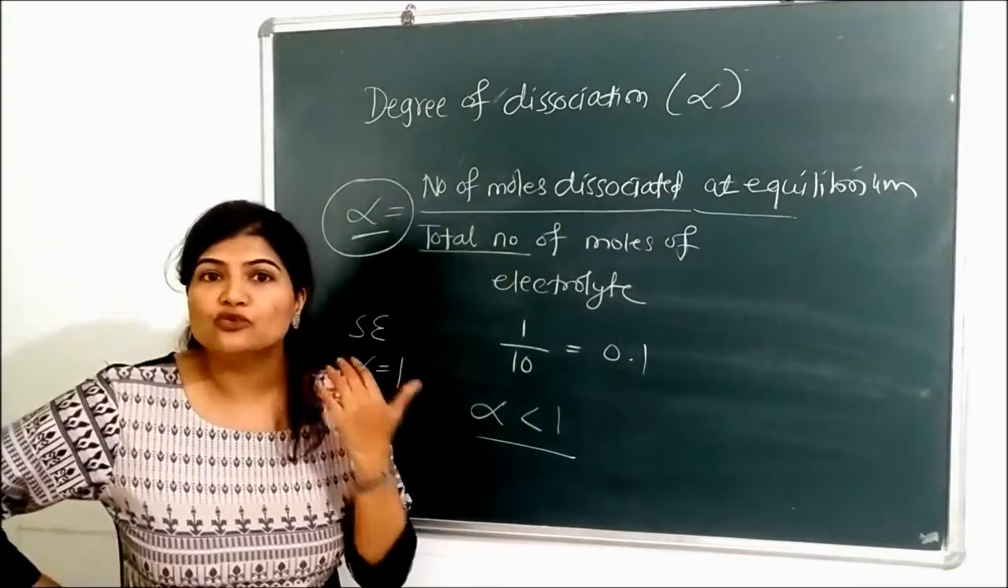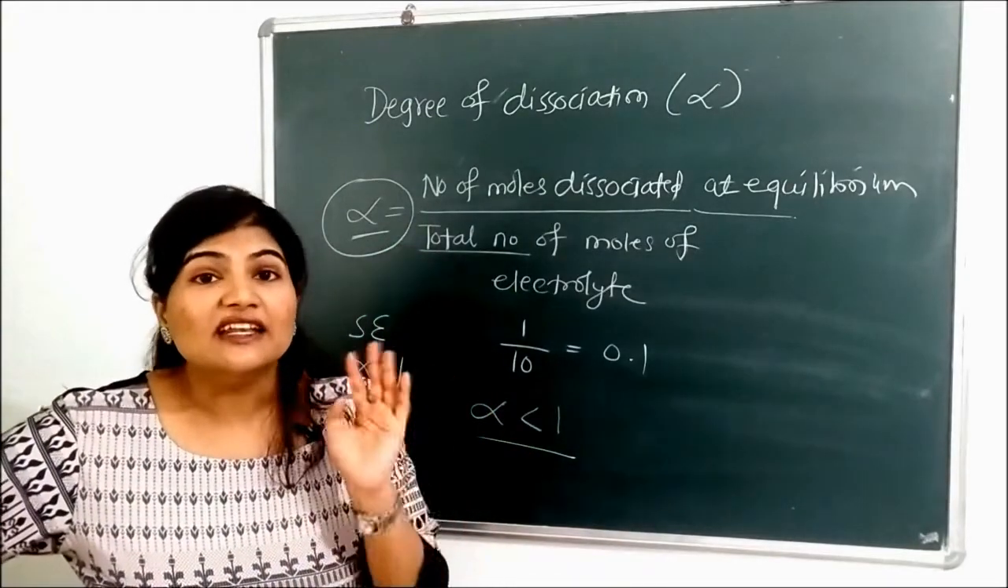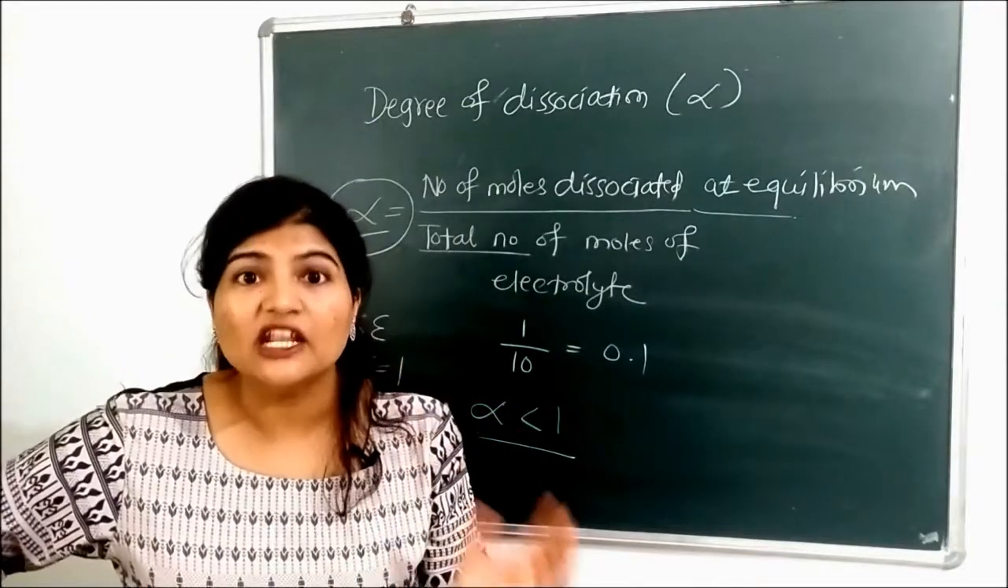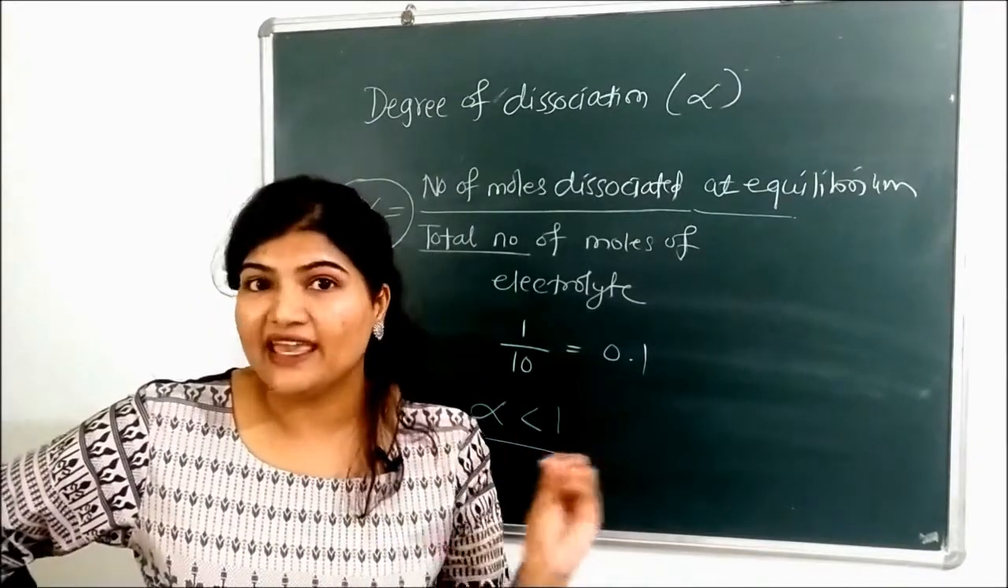Now we are moving towards the next point, which is the relative strength of acids or bases and how we can determine it with values like Ka and Kb.